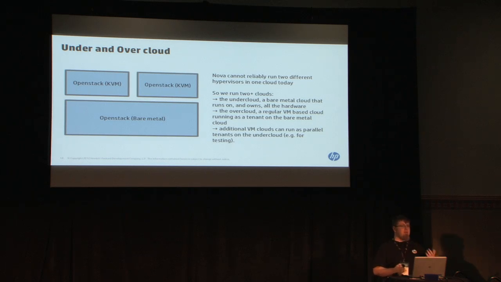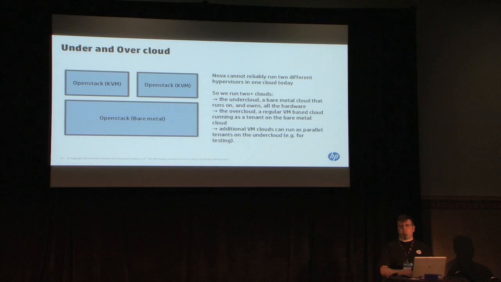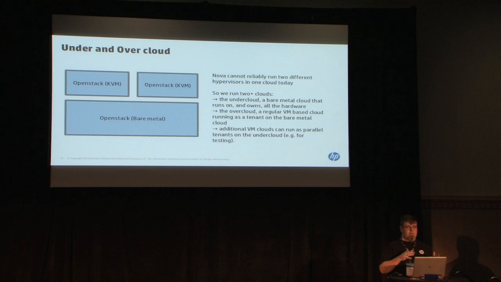But the other thing that's nice about having an undercloud and overcloud is that your overcloud tenants are not special. They may be privileged because you trust them to run on bare metal hardware, but they're not in any way unique. So you can run several different clouds on top of one undercloud. You can run a test cloud, you can run your production KVM cloud, you can run dev test cycles for people doing high performance work, and it's an API. APIs are great.